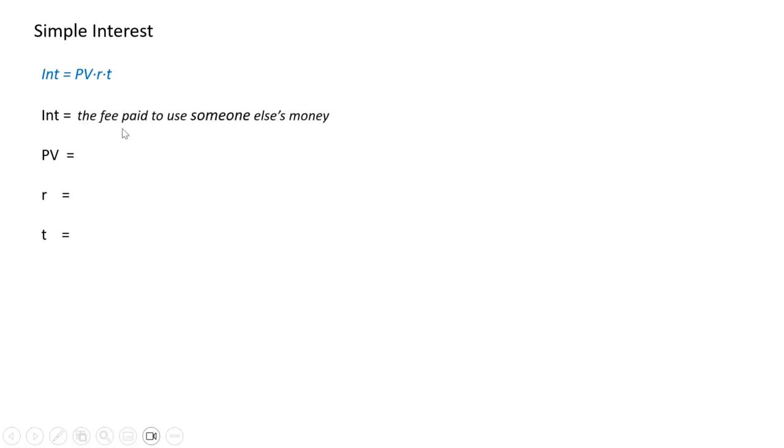The interest is a fee paid to use someone else's money. The PV is the present value or the principal. The R is the interest rate, and the T is time in years.